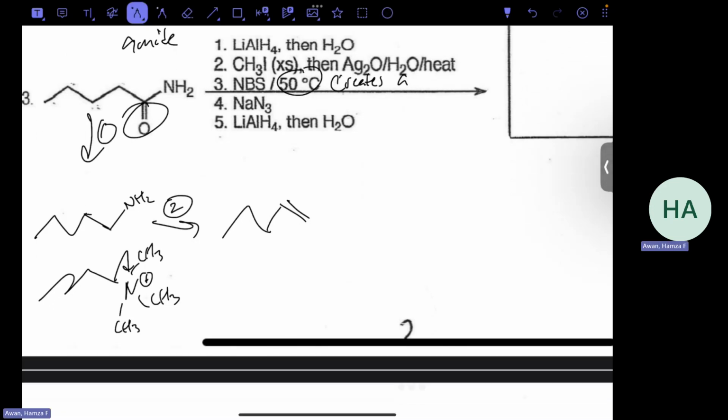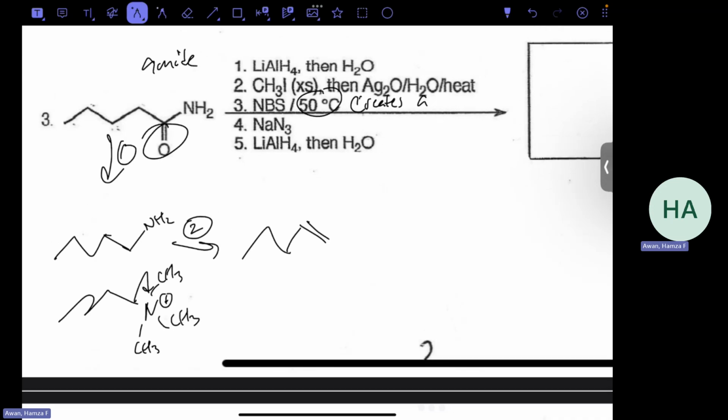So the CH3I, okay, this nitrogen has two hydrogens attached to it. Because the CH3I is in excess, it constantly attacks that nitrogen, and it creates this middle step, this N plus that has three CH3s attached to it. You don't have to know this mechanism, but all it essentially does is an E2 reaction that creates a double bond.